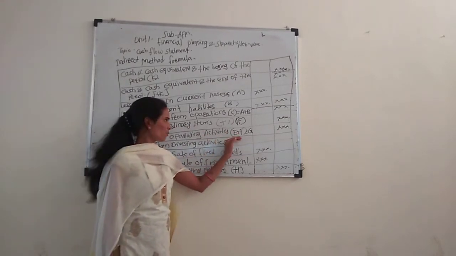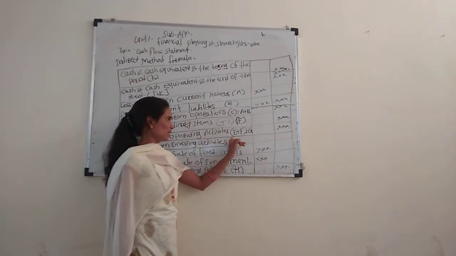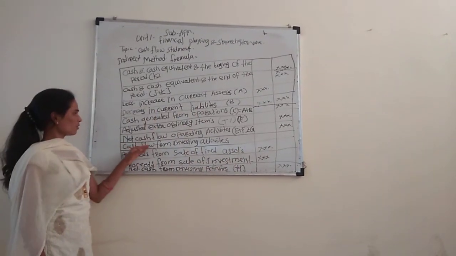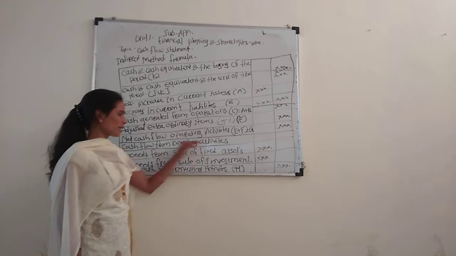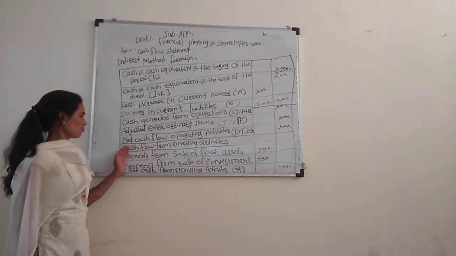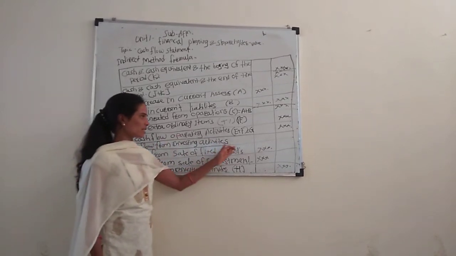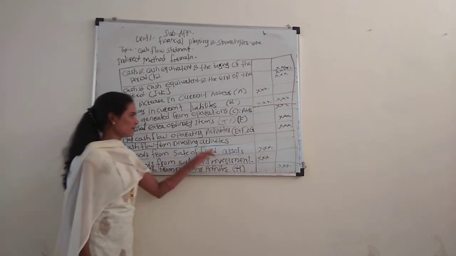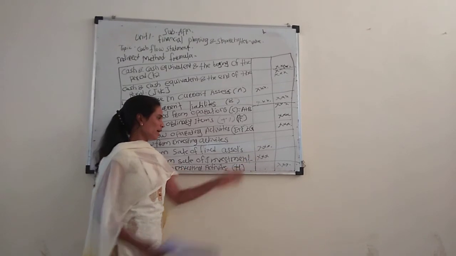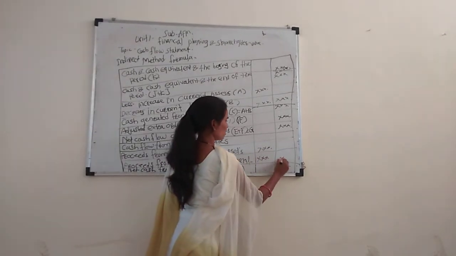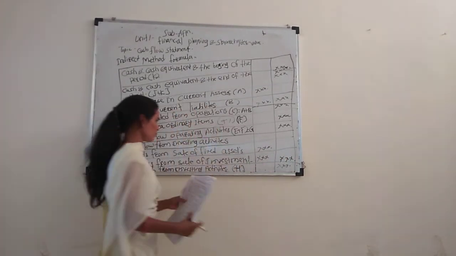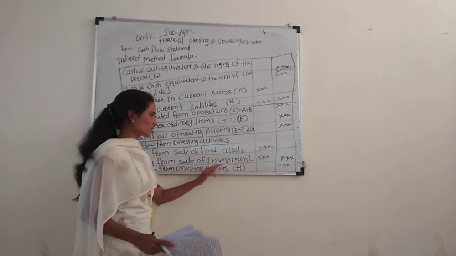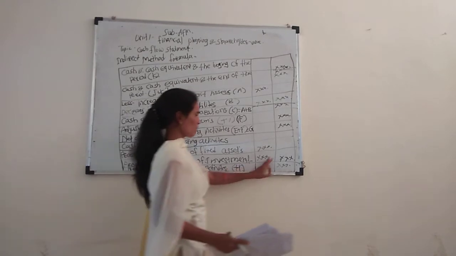E plus F is equal to G. This is called G, amount in this column, and next is cash flow from investing activity. Proceeds from sale of the fixed asset, amount in this column, and proceeds from sale of investment, amount in this column, and total in this amount column. Next is net cash from investing activity, called H, amount in this column.